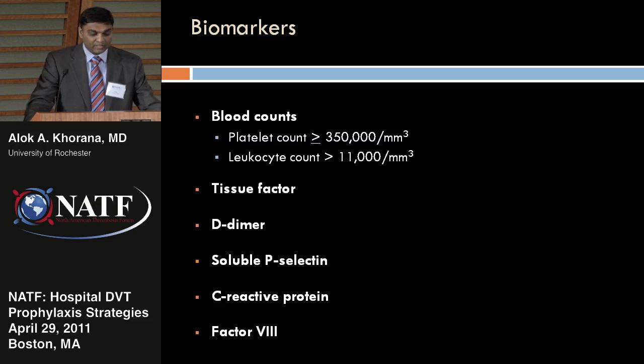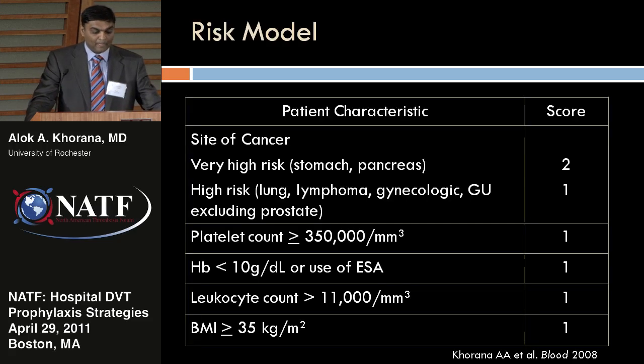Other biomarkers, including tissue factor, D-dimer, P-selectin, and so on, are still considered investigational, although there's a lot of labs and a lot of research groups focusing furiously on developing these, and so hopefully we'll have some more data on this over the next couple of years.